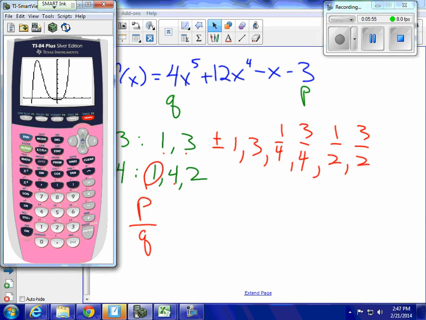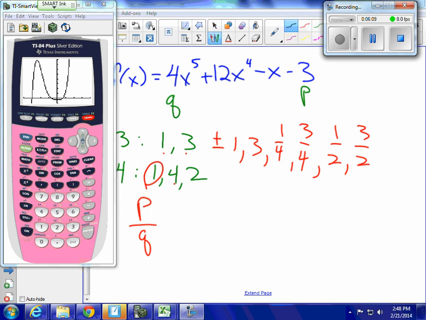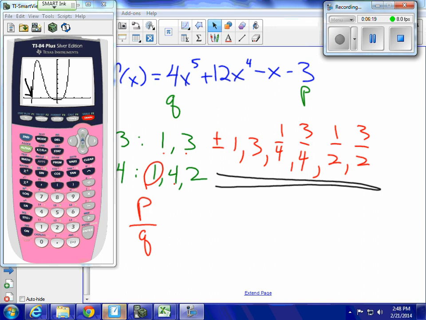So I'm looking at the graph, and I want to see, do any of the zeros, remember, zeros, x-intercepts, roots, solutions, do any of the zeros look like any of my rational solution possibilities? Well, I would say that this one right here looks like my best bet. That's crossing right through the point x equals -3.